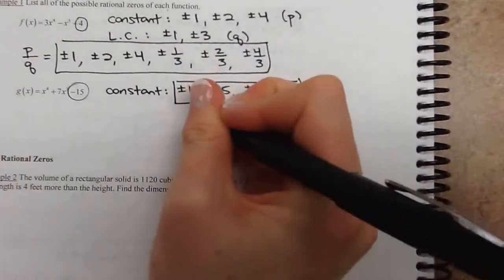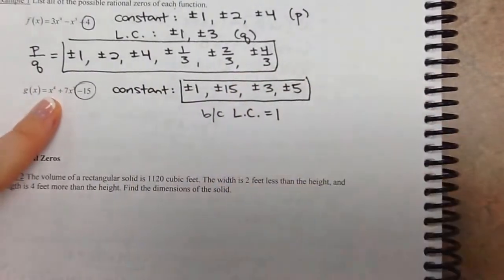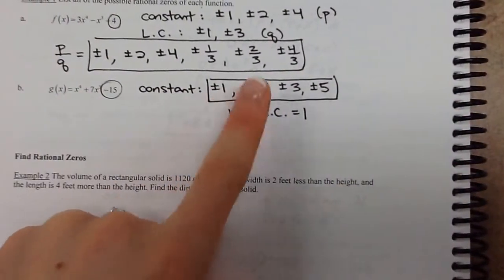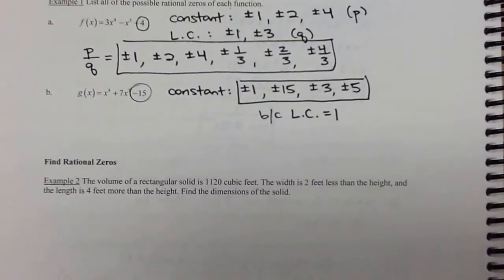And that's a special case, and that's just because my leading coefficient is 1. So I don't have to go through the process of putting this over 1, this over 1, this over 1, this over 1. Okay, so those are how we do the possibilities. In the next video, we're actually going to come up with all the zeros.